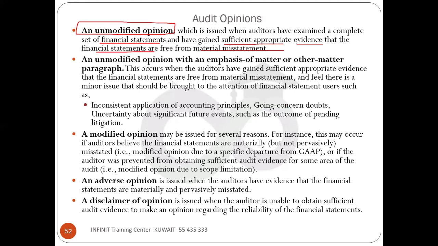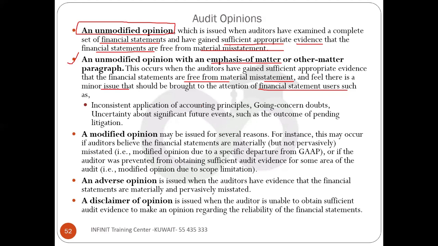An unmodified opinion with an emphasis of matter or other matter paragraph. This is another opinion. This occurs when auditors have gained sufficient appropriate evidence that financial statements are free from any material misstatement and feel there is a minor issue that should be brought to the attention of financial statement users. So minor issues are there, and they will be brought to the attention of the people. That we call an unmodified opinion with emphasis of matter or other matter.